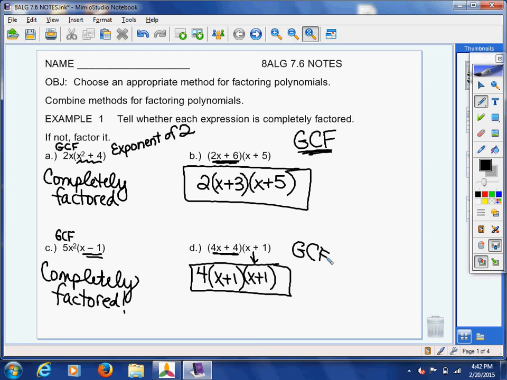Okay, so that's it for example 1. It's pretty tricky, so we'll practice this tomorrow. So if you're not quite sure what's going on, I'll show it to you again with some other examples and let you try some on your own, okay?